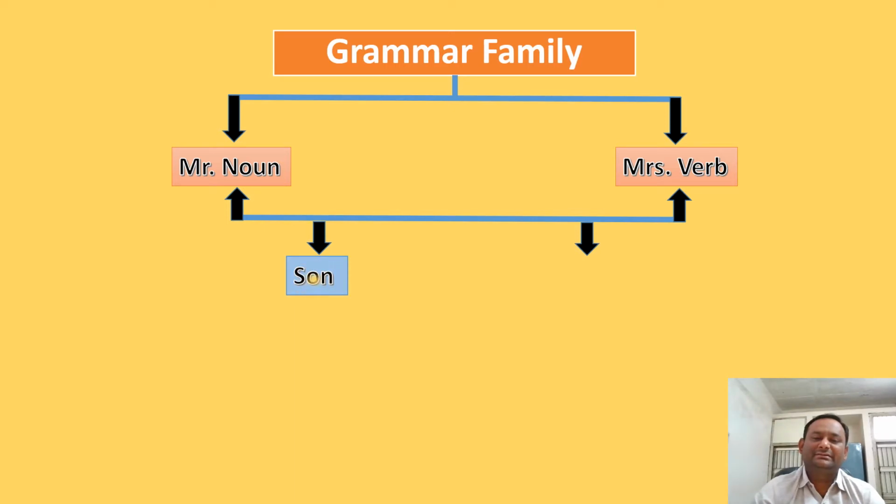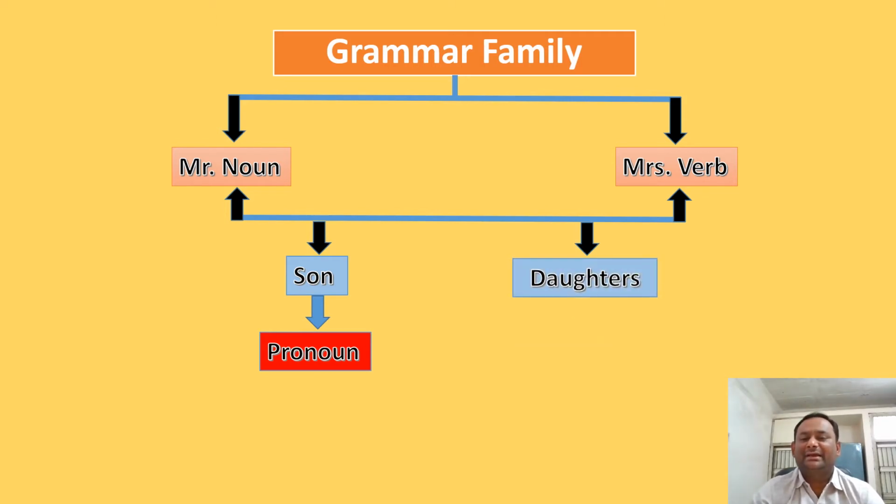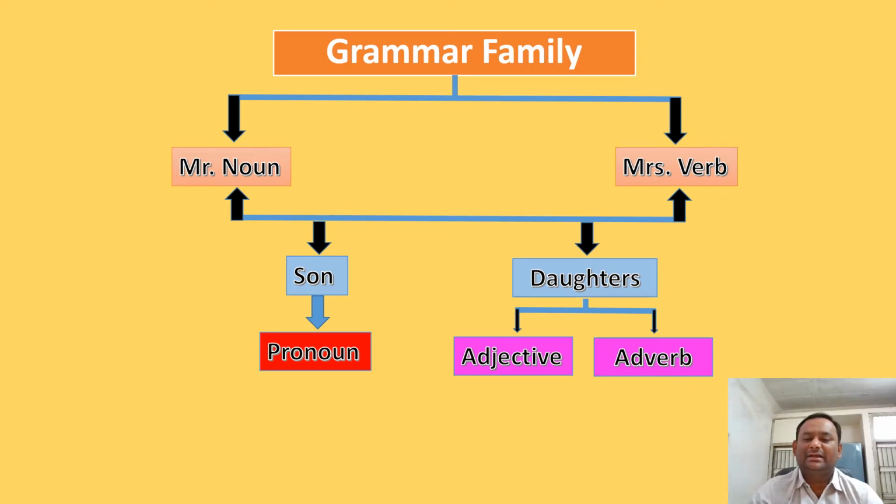In these 3 children, there was a son whose name was Pronoun, and they had 2 daughters. One was Adjective, and the second daughter was Adverb. Now, the son Pronoun works in the absence of his father, Mr. Noun, at home. It means when Mr. Noun is not at home, the whole work of the home is handled by Pronoun.